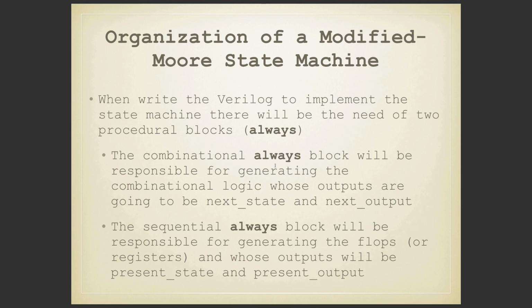When we write the Verilog to implement the state machine, there's always the need of two procedural blocks. When I say procedural, I mean the always blocks. The one will be the combinational always, and this is responsible for generating the next state and the next output. The second procedural block is the sequential always, meaning that we're generating flops. Here, the responsibility of this block is to generate the present state and the present output.